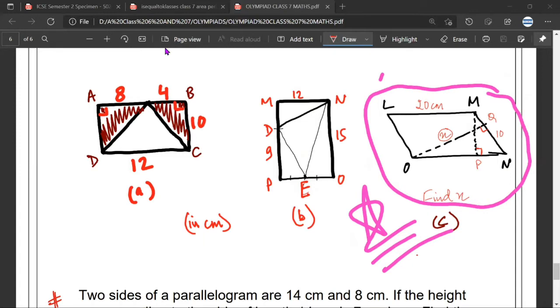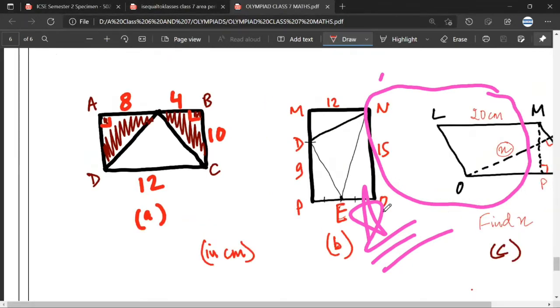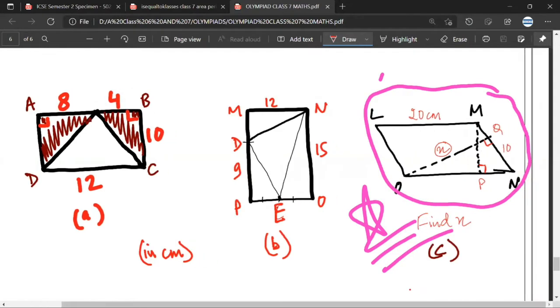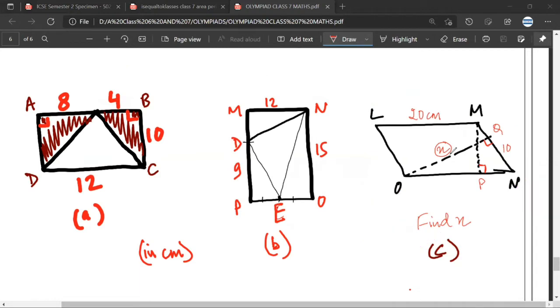Mr. Sarthak, can you tell me how to solve this question now? The C part. Yes, sir. How should I solve this? So we have to find the area, right? So what will be the area? The area will be base into height. So in this, is MN 10 or is QN 10? MN is 10.